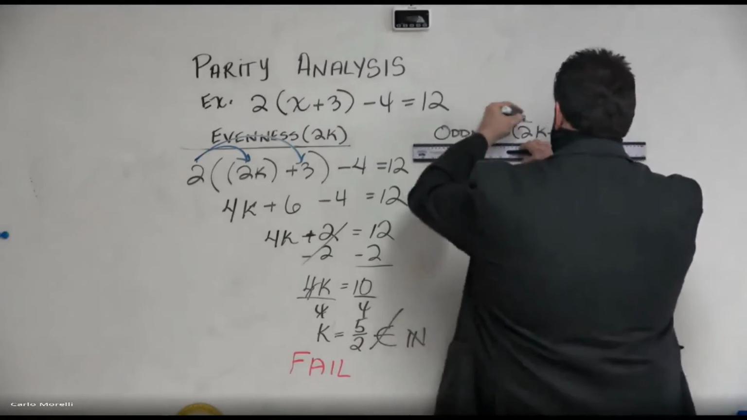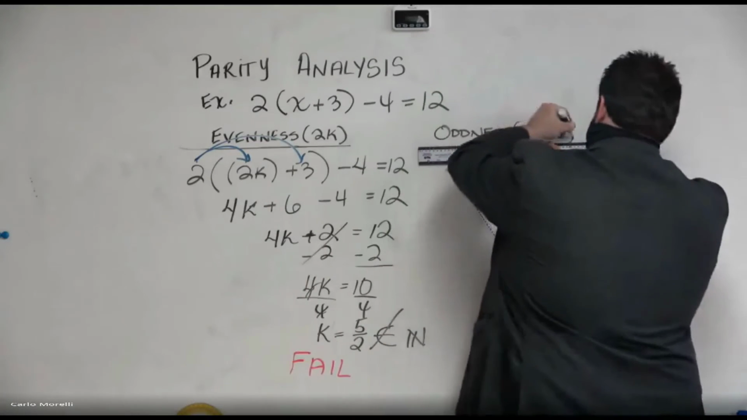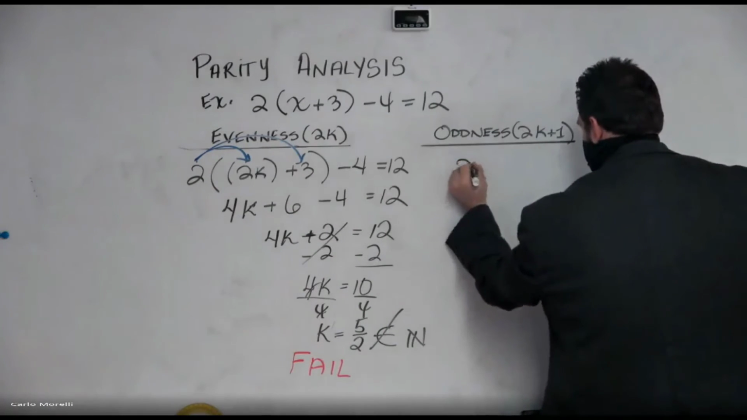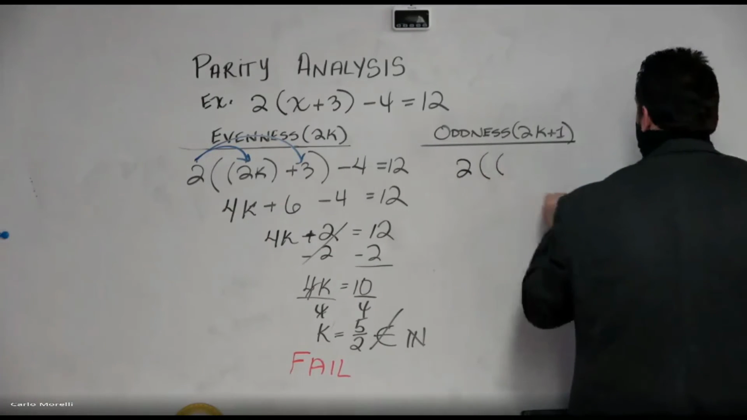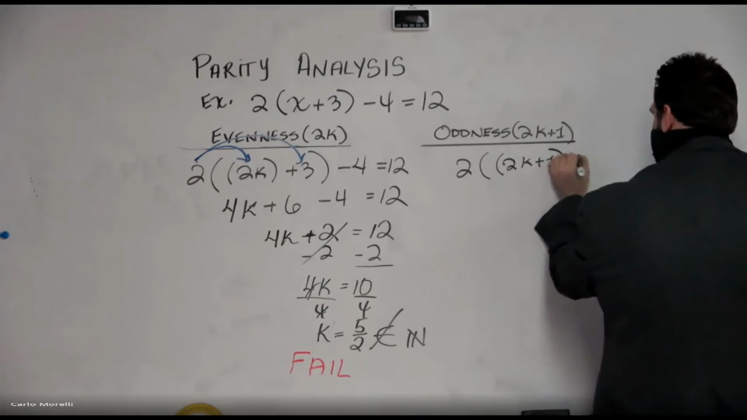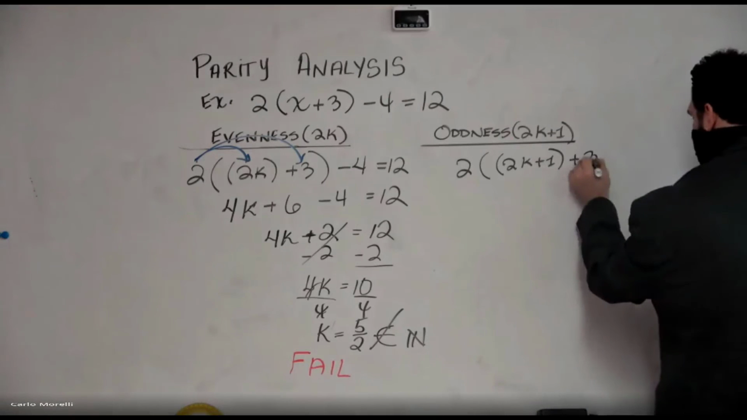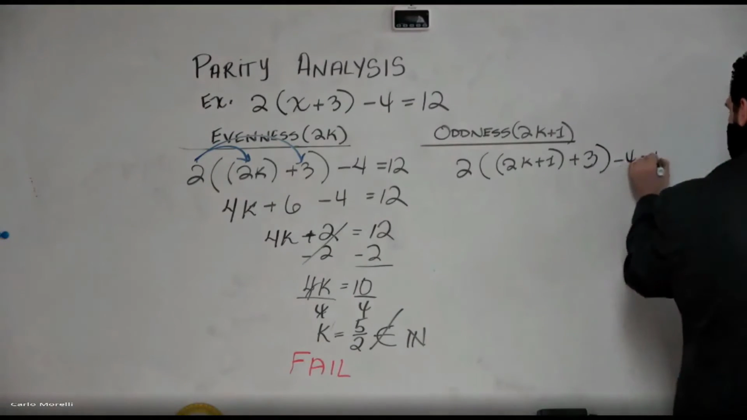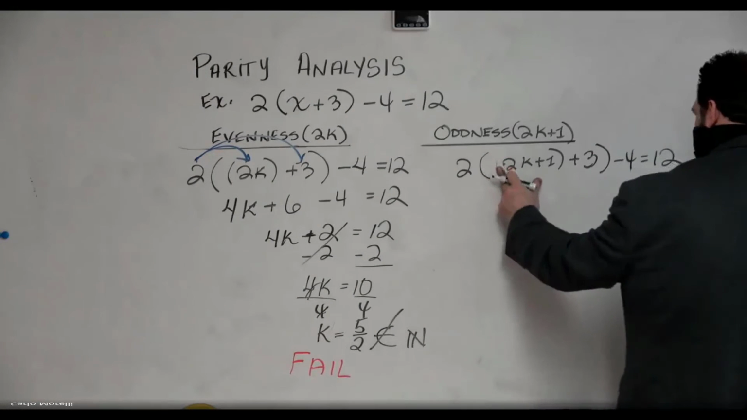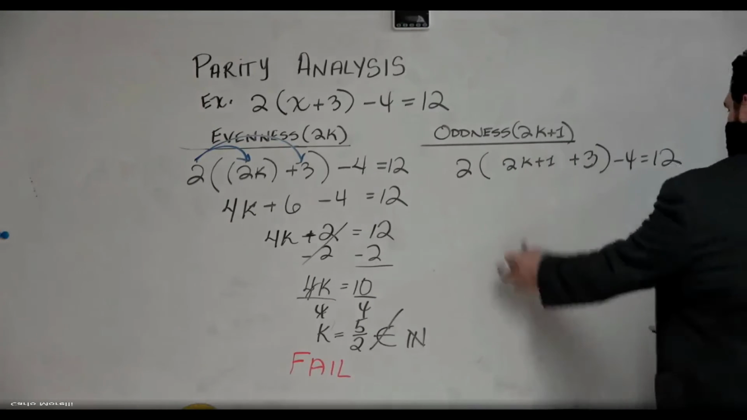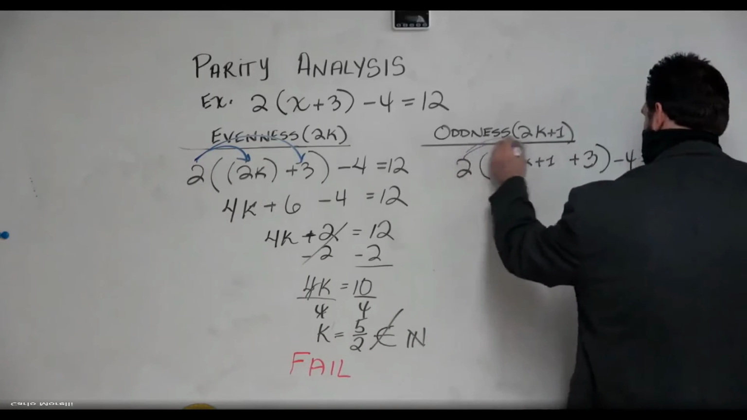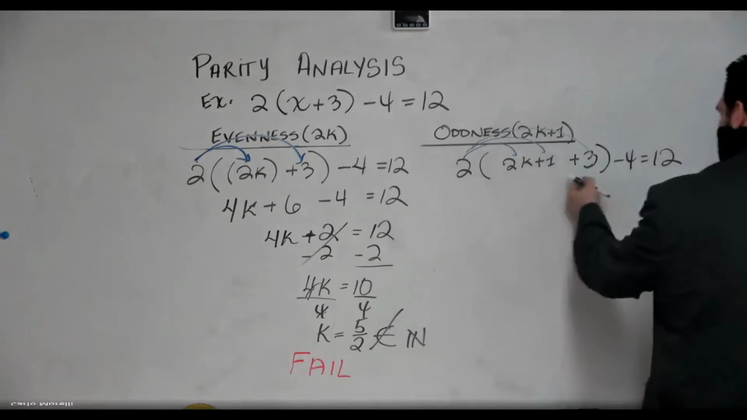So let's do our oddness test. Here we go. 2k plus 1 everywhere there's an x. So that's 2 open parentheses, 2k plus 1, close parentheses, plus 3, close parentheses, minus 4 equals 12. We don't need these parentheses because it's just addition. Okay, now distribute. You could have even added 1 and 3, but it doesn't matter.